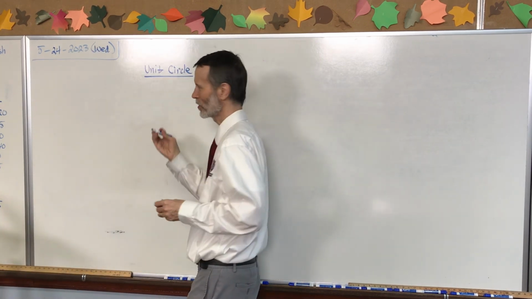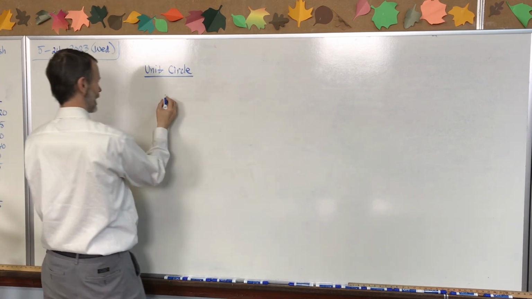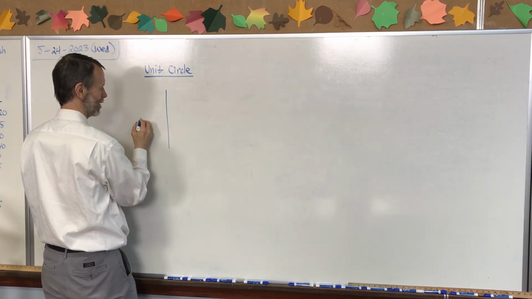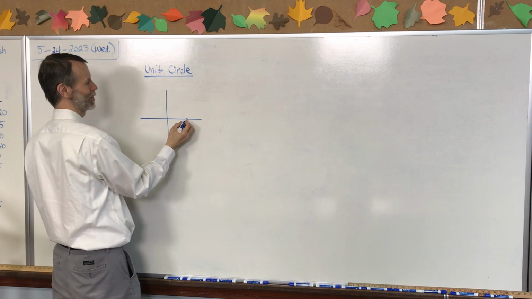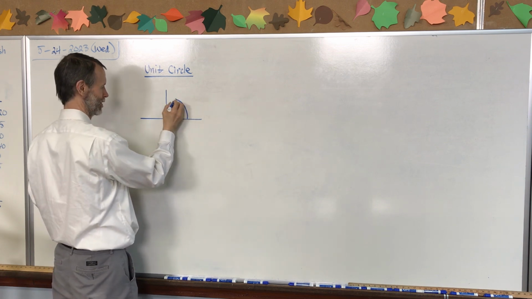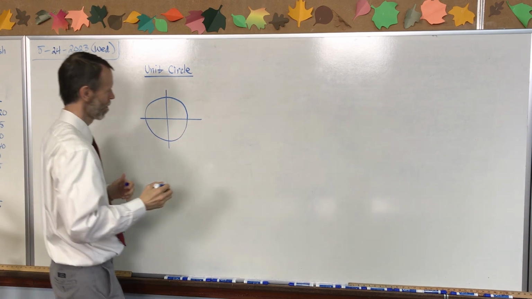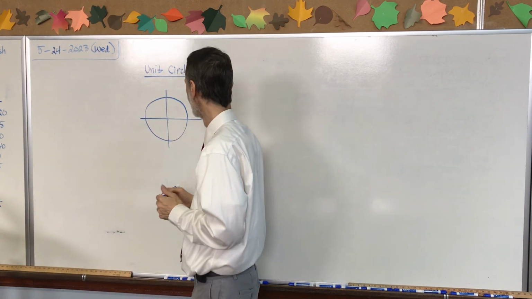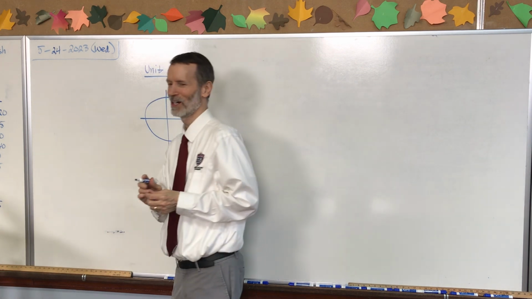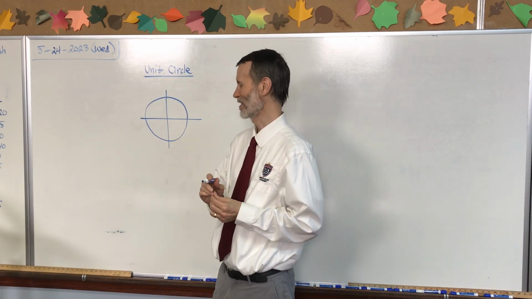So, what is a unit circle? Draw the following. Make a graph, and this doesn't have to be perfect. If it looks like an egg or something, it's fine. But try and make a circle centered at 0, 0. Now we're going to go in full dissection mode today.